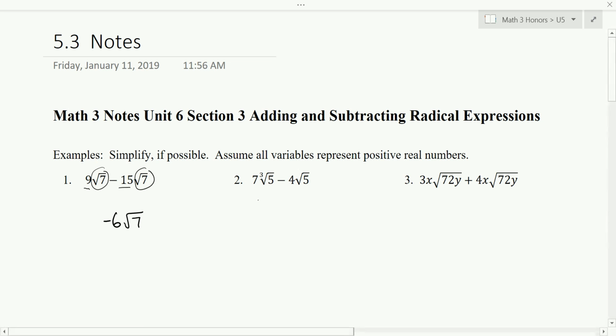On number 2, would we be able to subtract those? So this is a cube root of 5, and this is a square root of 5. So in this case, okay, I heard a yes, we could consider, if we put it in exponential form, that'd be 5 to the 1/3 minus 4 times 5 to the 1/2, but then where would you go?